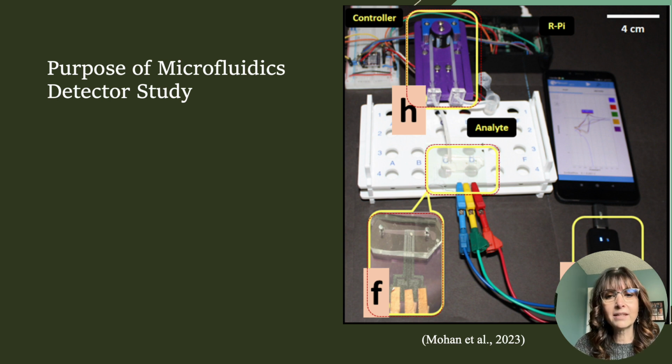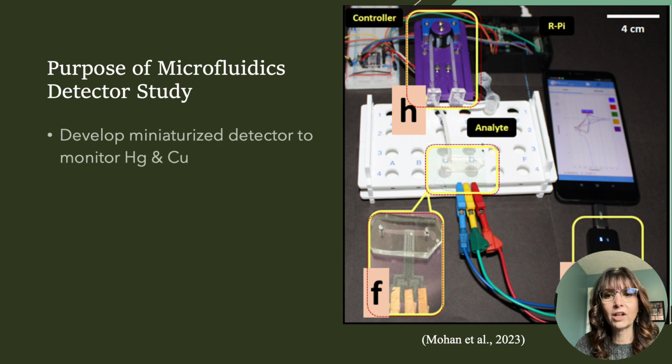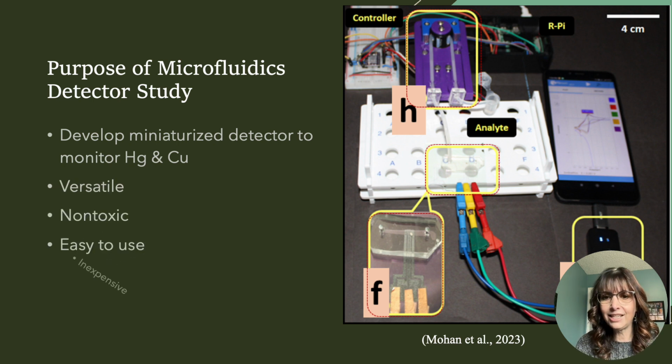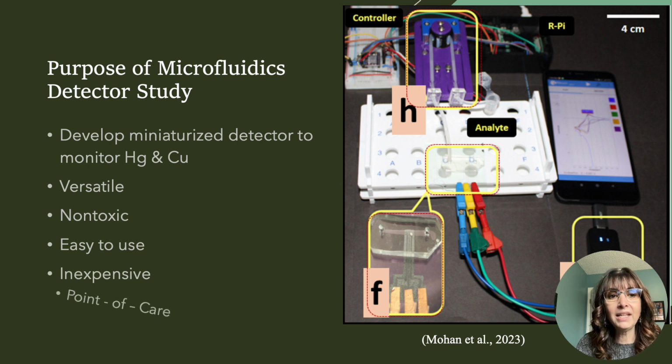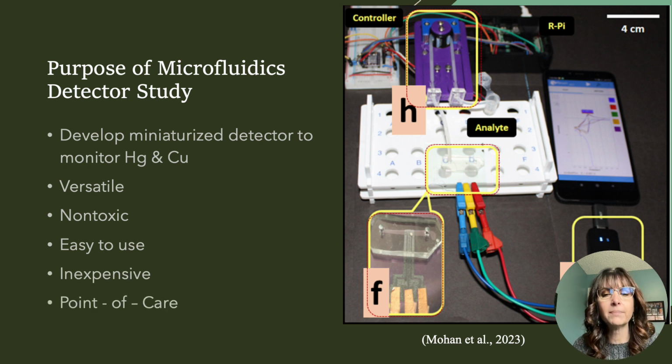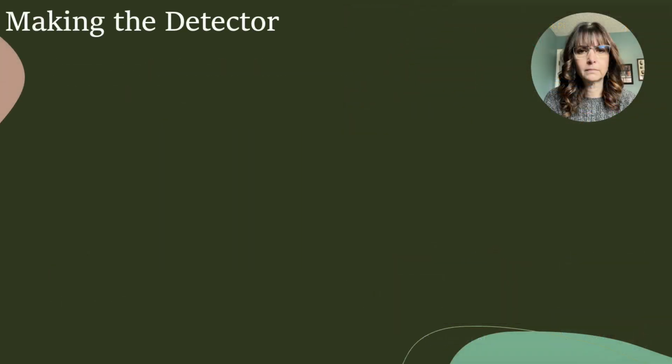Now that you've read the article, let's discuss their purpose, which was to develop a miniaturized detector combining microfluidics and electrochemistry that could detect mercury and copper simultaneously in various matrices, including blood and water. They wanted a device that was small, versatile, non-toxic, easy to use, and inexpensive, and something that could be used outside of the laboratory, something they call point of care. Take a moment to look at what you thought the purpose was. Write a note as to how close your assessment of the purpose was to my assessment. We'll be discussing it in class.